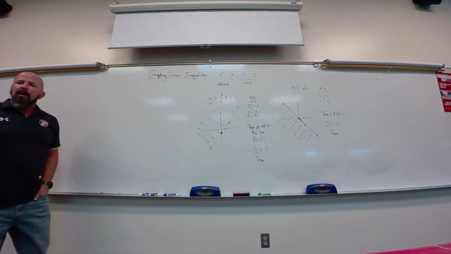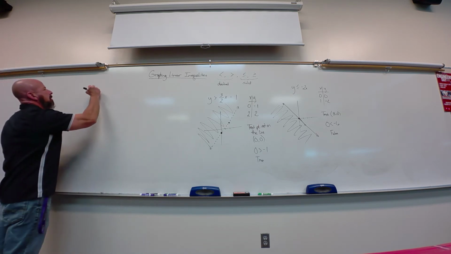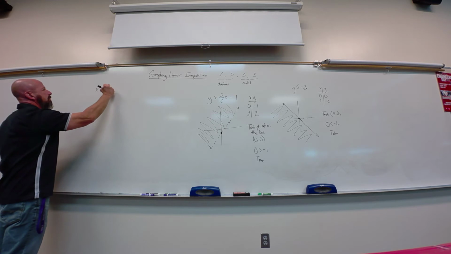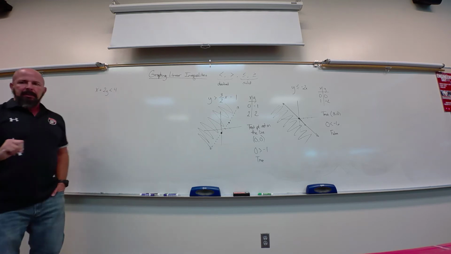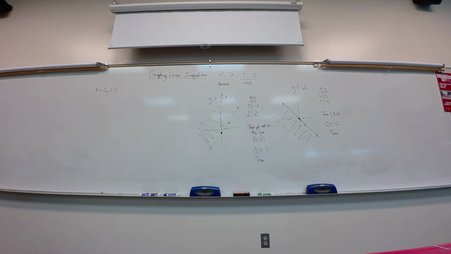I had one a minute ago where I had x and y on the same side. Let's look at something like this: x plus 2y is less than 4. All right, I know it's dashed or dotted. I see the less than. I need 2 points. I'm going for my 2 points, and I'll graph my dotted line.